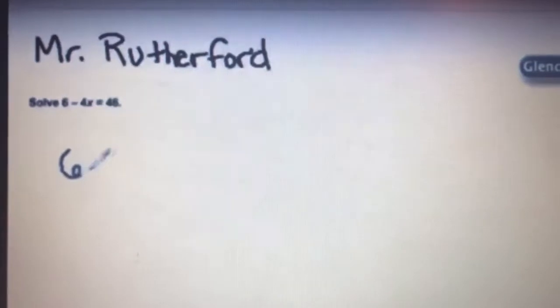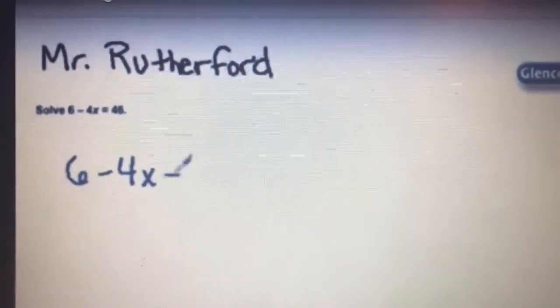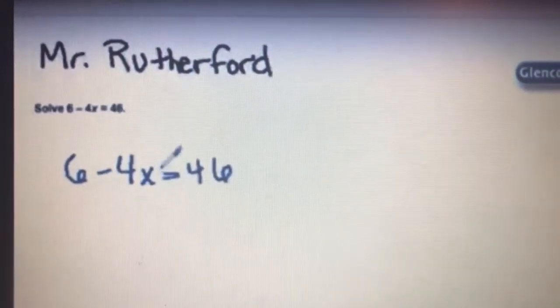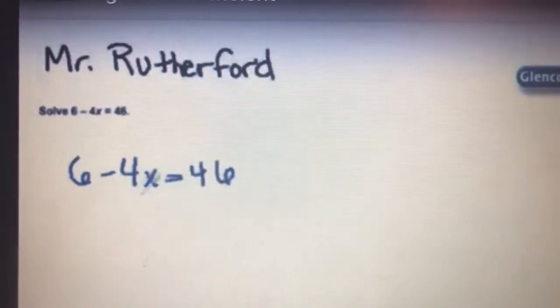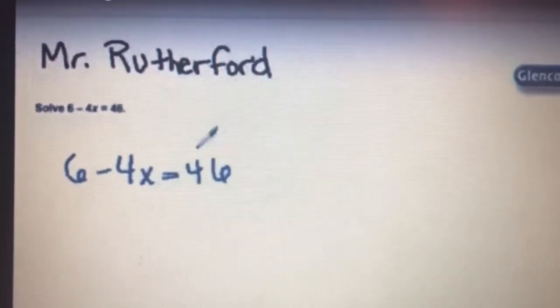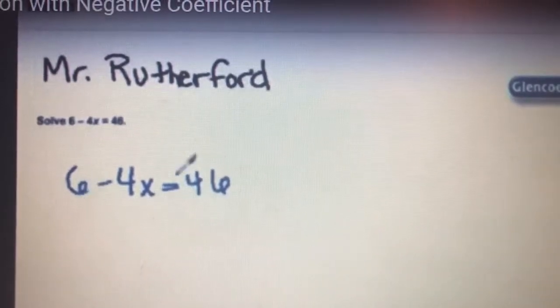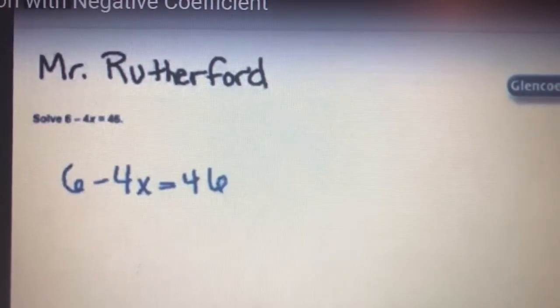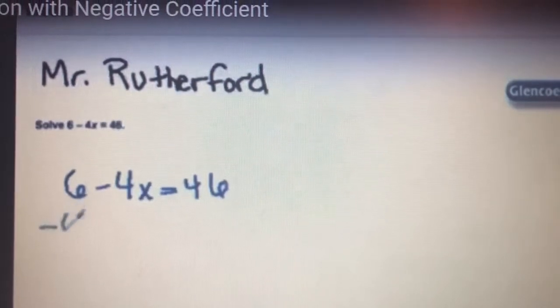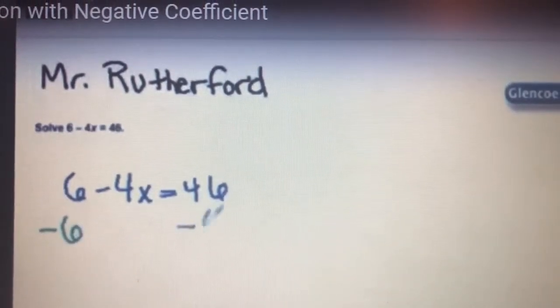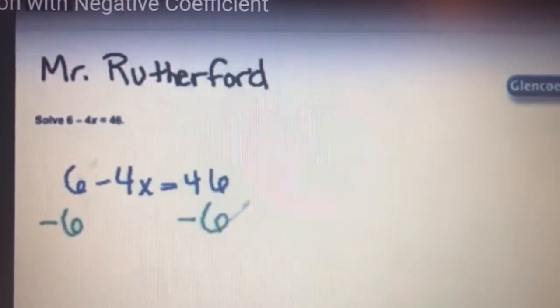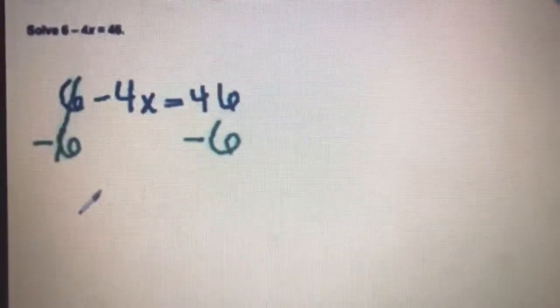Notice that we have 6 minus 4x equals 46, and our variable x is on the left side of the equation, and we have an integer of 46 on the right. So that means we want to move this 6 to the right-hand side of the equation. And in order to do that, we need to subtract it. But we need to do it from both sides to keep our equation balanced. 6 minus 6 is 0, so I can cross off the 6s.